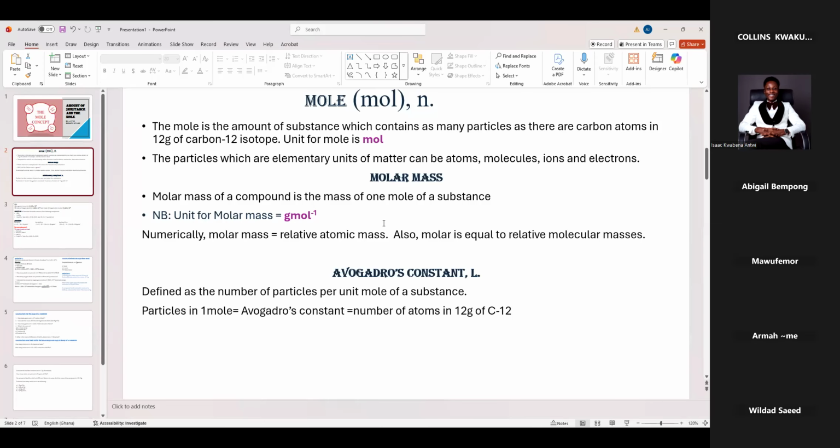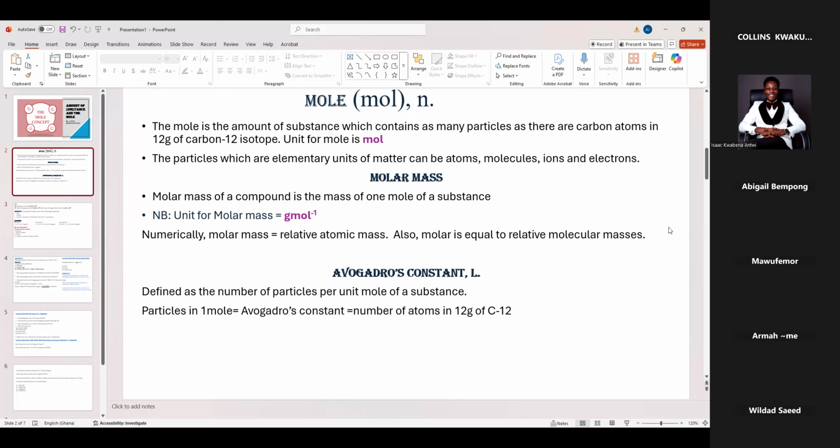First of all, one may ask, we've heard of the mole concept, and some of us have even seen it before. What is a mole, or what is amount of substance? The mole is defined as the amount of substance which contains as many particles as there are carbon atoms in 12 grams of carbon-12 isotope. That is the definition for a mole.